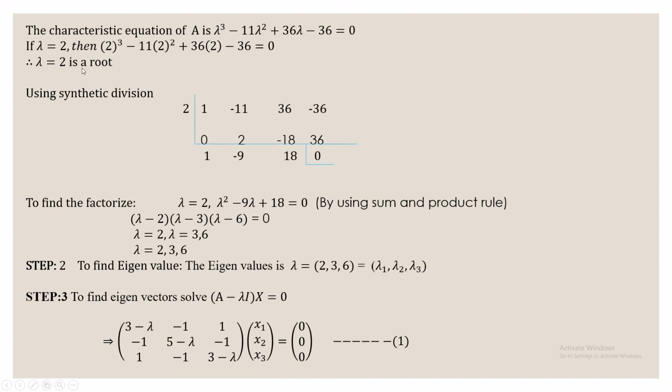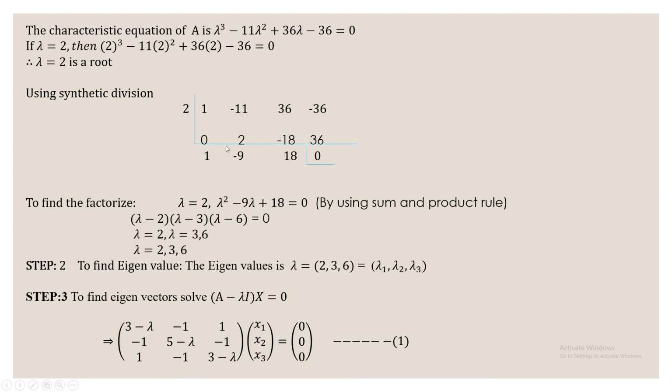Where does this 2 come from? It is the root value we already found, and you put that root value over here and then do the division. Each and every term: bring down the first element, add the two elements and you get 1. Again cross multiply: 2 ones are 2, then add. Minus 11 plus 2 is minus 9, and 2 into minus 9 is minus 18. Add 36 minus 18, which gives 18, and 2 eighteens are 36. This one is negative and this one is positive, equal to 0. Your remainder will be 0.